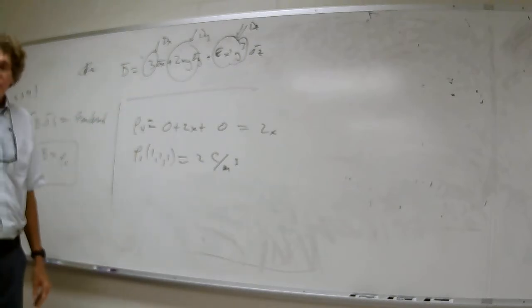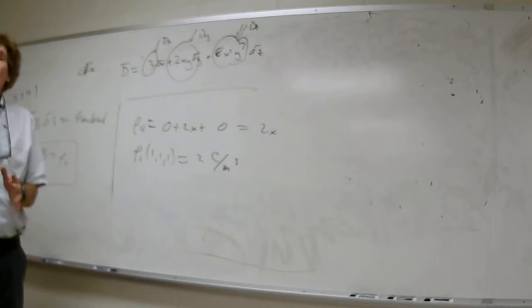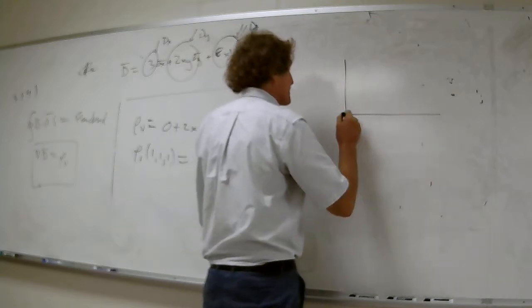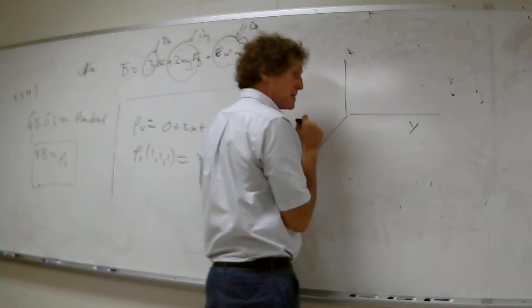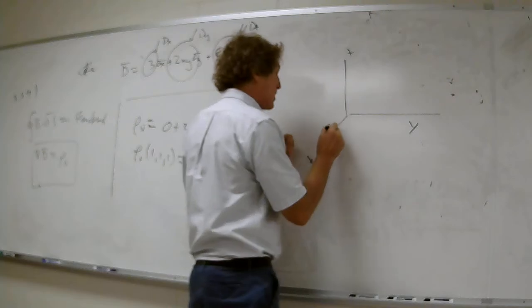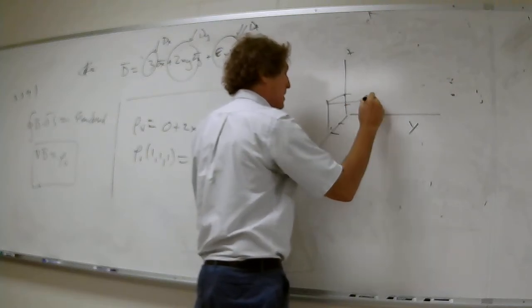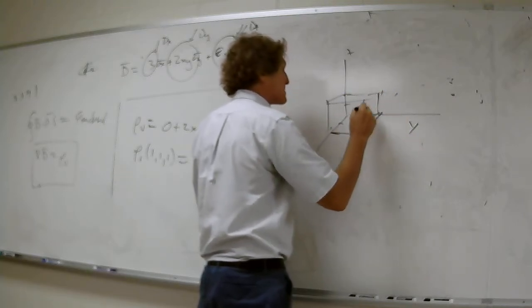All right, what's the next part? Find the total flux through the surface of a cube with the side length x from 0 to 2. All right, let me draw the cube. This is x, this is y, this is z. What are the sides? It's 0 to 2 on all of them. All right, so it's 2 by 2 by 2.